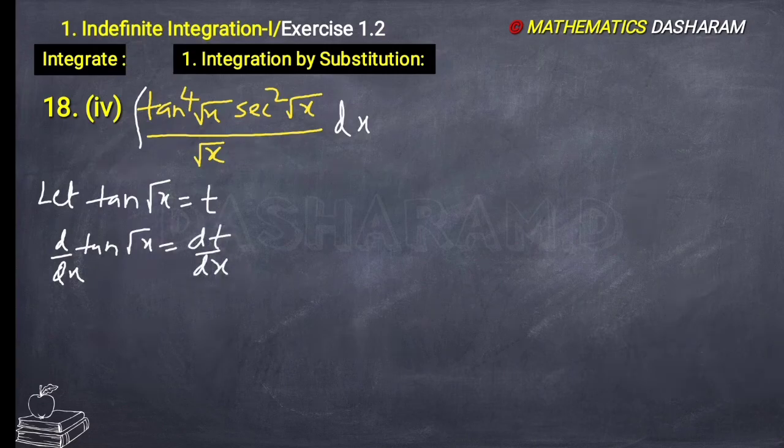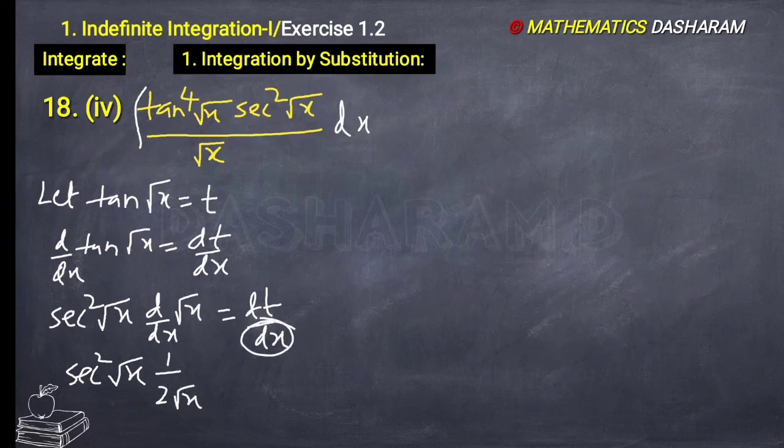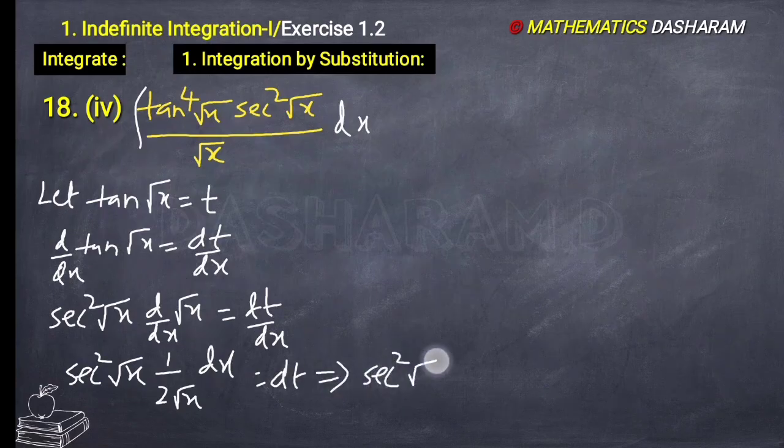So the derivative of tan root x is secant squared root x, and next the derivative of root x equals dt by dx. So secant squared root x, and the derivative of root x is 1 by 2 root x, and this dx transposes to the left side, equals dt. So it implies secant squared root x by root x dx equals, transposing the 2 to the right side, 2 dt.